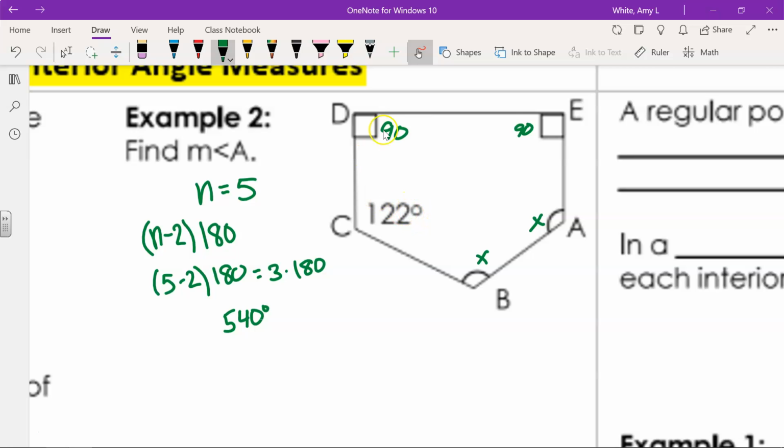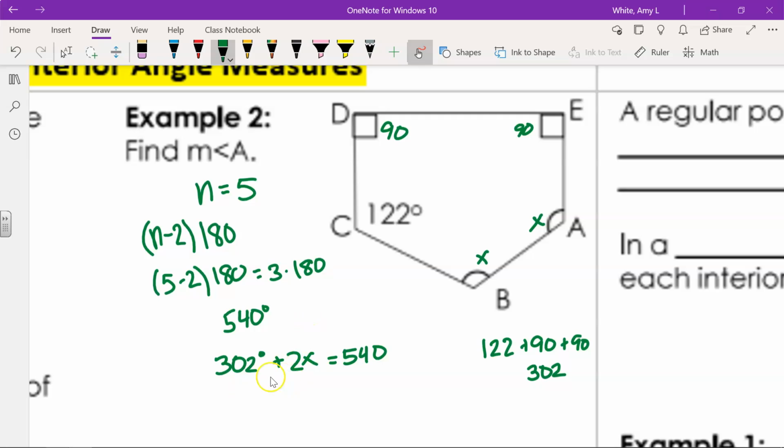So I can add these three up. So this is 180 plus 122, which is going to be 302. So we've got 302 degrees plus 2x equals 540. I got 302 by adding 122 plus 90 plus 90.